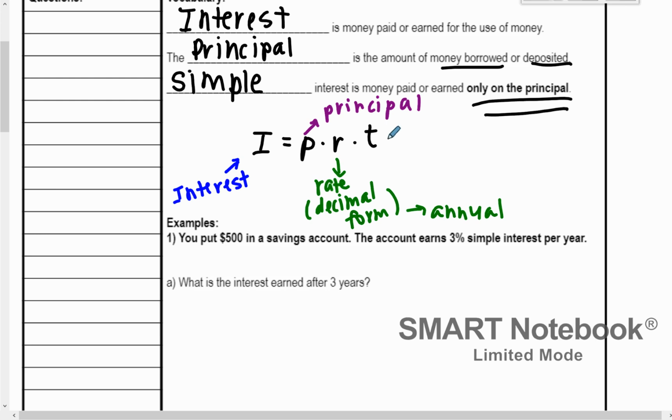Last but not least, we have our T, which is our time. How long are you having that loan for? You're going to pay more interest the longer you're paying that loan off. So this is time in years. I also want to add that the interest is in dollars, so this is the amount of money. And that's what our equation means. For every single problem that we're going to be solving today, we're going to be using this equation.